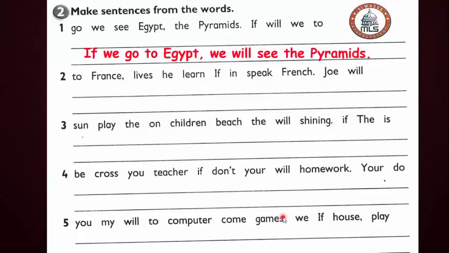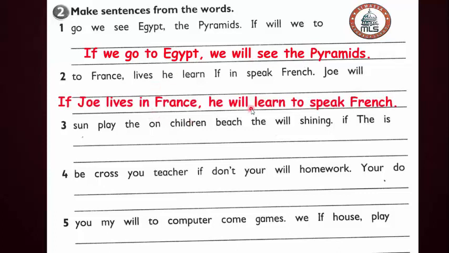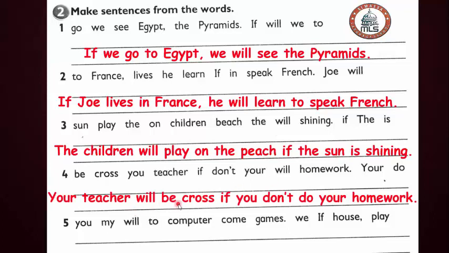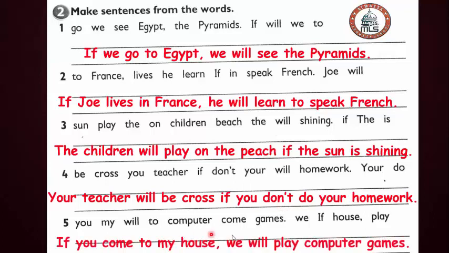For example, if we go to Egypt, we will see the pyramids. If Joe lives in France, he will learn to speak French. The children will play on the beach if the sun is shining. If you don't do your homework, your teacher will be cross. The last one, if you come to my house, we will play computer games.